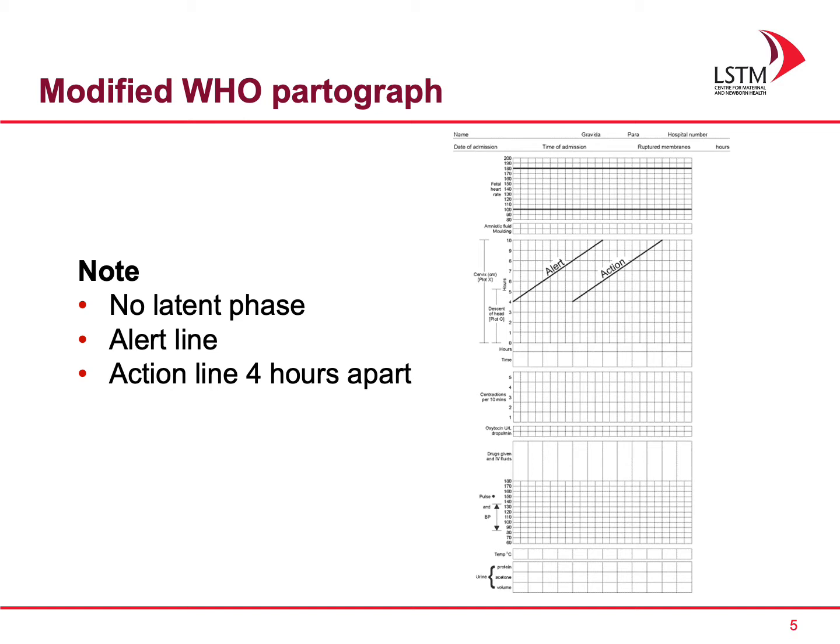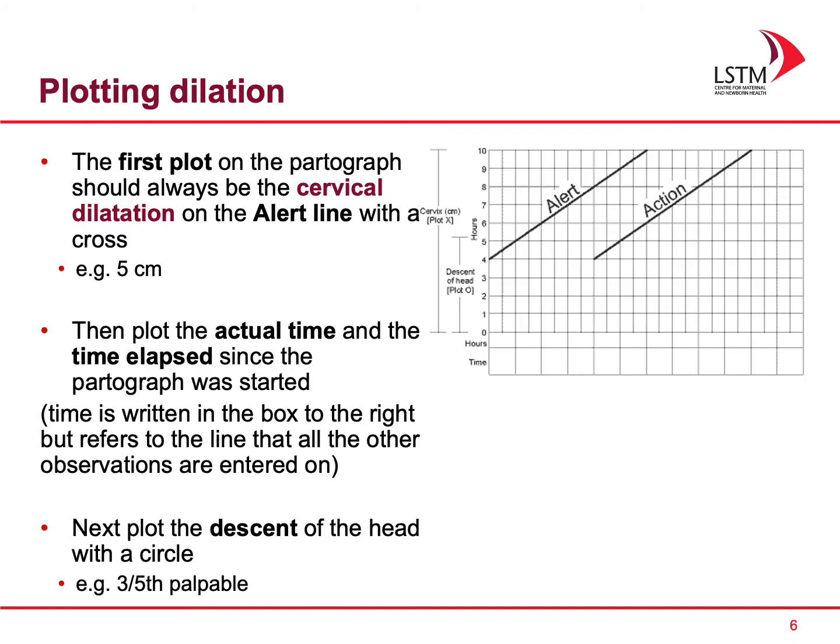It has 2 pre-drawn lines on it, an alert line and then an action line, which is 4 hours apart. They represent a dilatation of 1 centimetre an hour. The first plot on the Partograph should always be the cervical dilatation, which is on the alert line. So for example here, at 5 centimetres it's plotted with a cross.